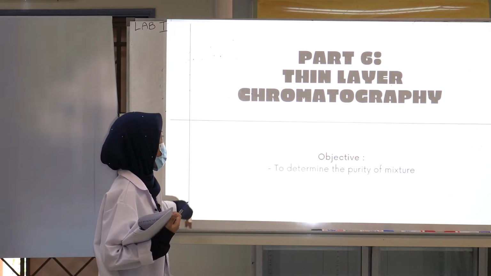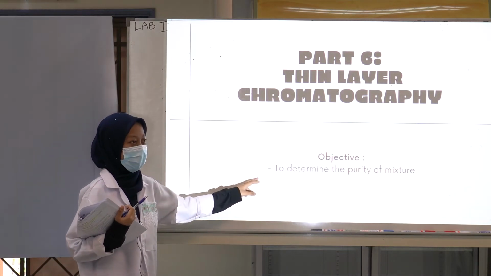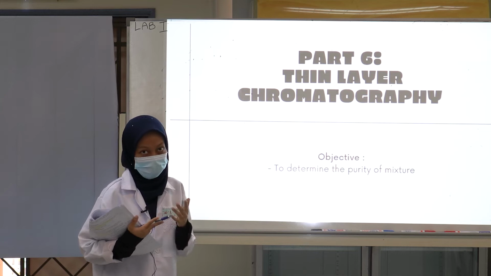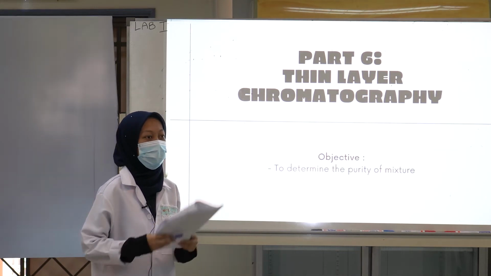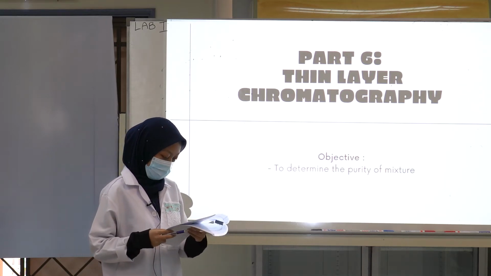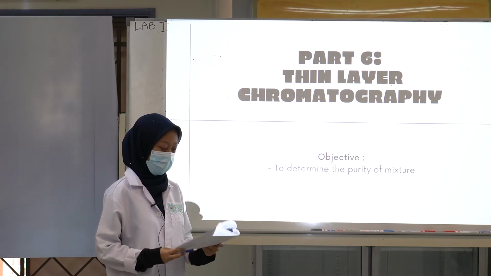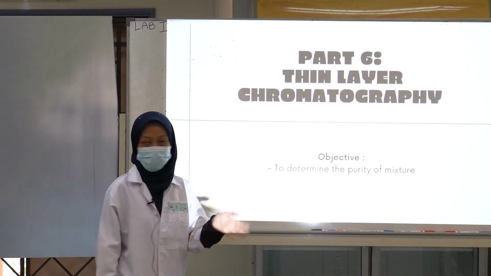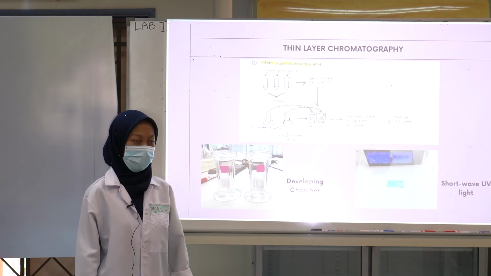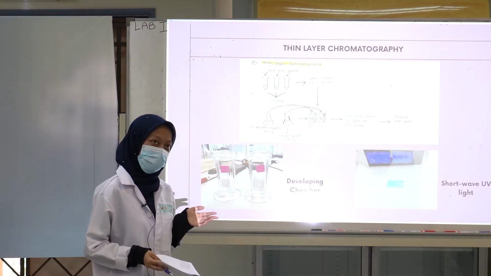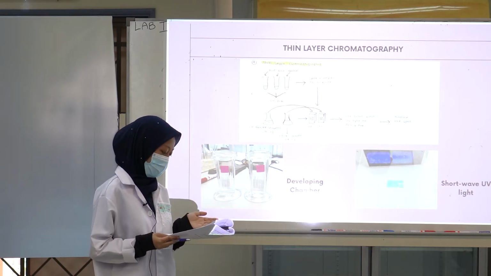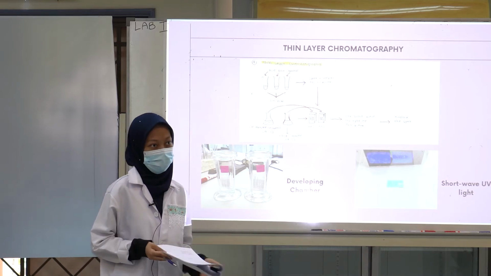Okay, the last part is thin layer chromatography. One of the objectives in why we need to know thin layer chromatography is because we need to determine the RF values. RF is retention factor. RF values are actually important because we can see whether the solute that we put prefers the solvent more or the TLC plate more.